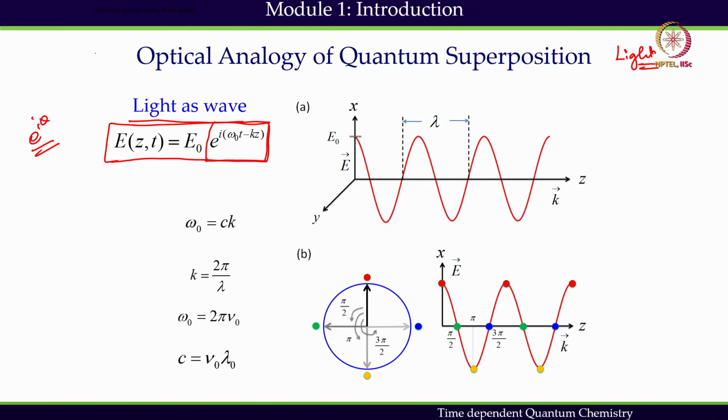This is complex notation. In real notation, one can express it as cos(omega naught t minus kz). This is the real part, and this is an oscillatory part. So the maximum field strength is oscillating as a function of space and time.